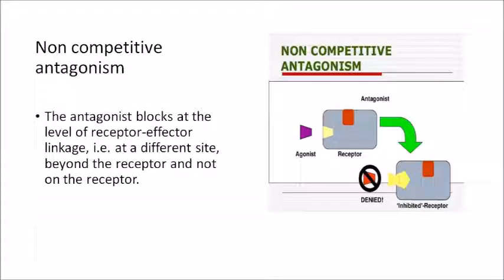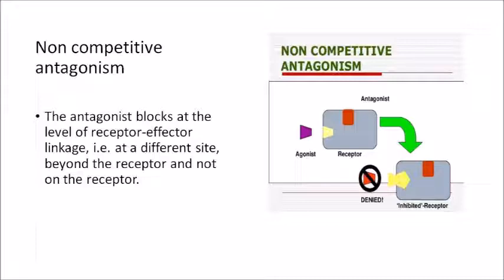Now, non-competitive antagonism, which is not a receptor level antagonism. Why? Because the antagonist in this case is not binding to the receptor site, it is binding to a different site known as allosteric site. You can see that brown colored antagonist binding to a different site than the binding site of the agonist. This is called allosteric site.